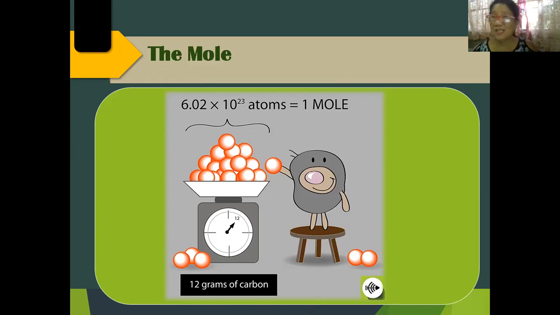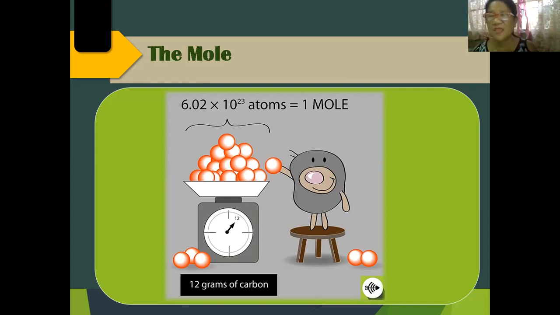If you look into the molar mass of hydrogen, it's 1. Meaning in 1 mole of hydrogen, how many grams? It's 1 gram of hydrogen. For oxygen, in the periodic table it is 16. Meaning in 1 mole of oxygen, that is equivalent to 16 grams of oxygen. And how are you going to convert that mole into atoms and molecules? In 1 mole of a substance, that is equivalent to 6.022 times 10 to the power of 23 atoms or molecules. That is mole to particle.